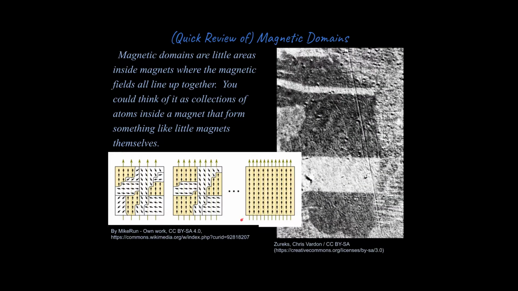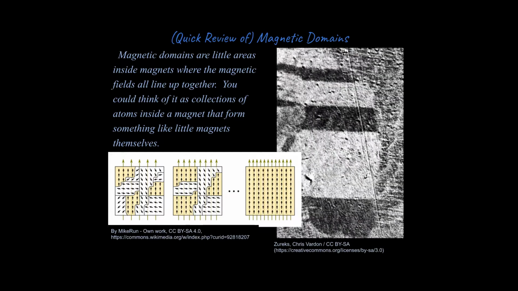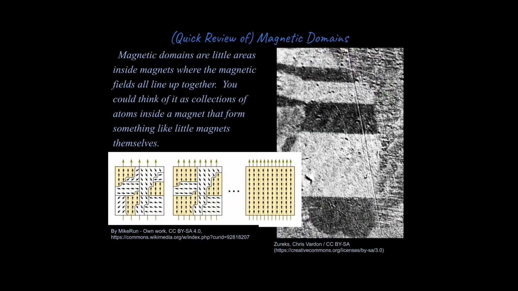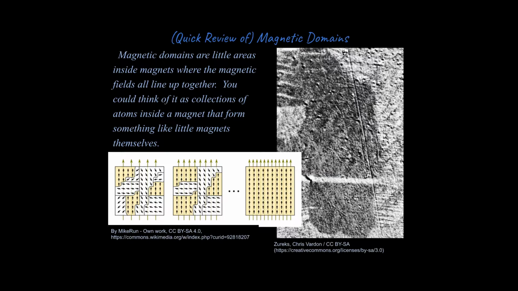And it turns out that if you put something like iron that's ferromagnetic into a strong magnetic field, it can line itself up and it can add to the effect. And that's an important concept that we're going to use right about now.